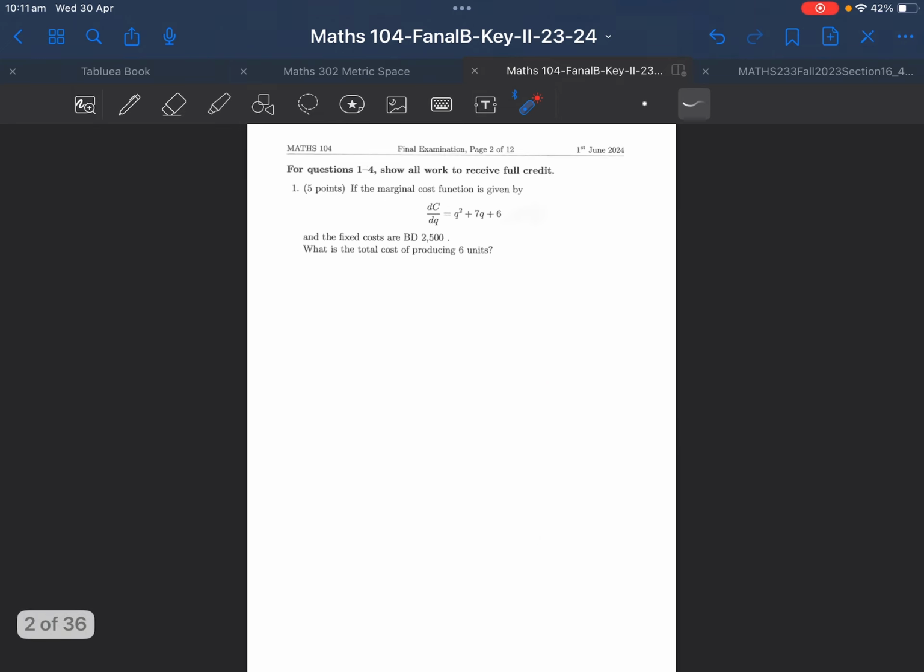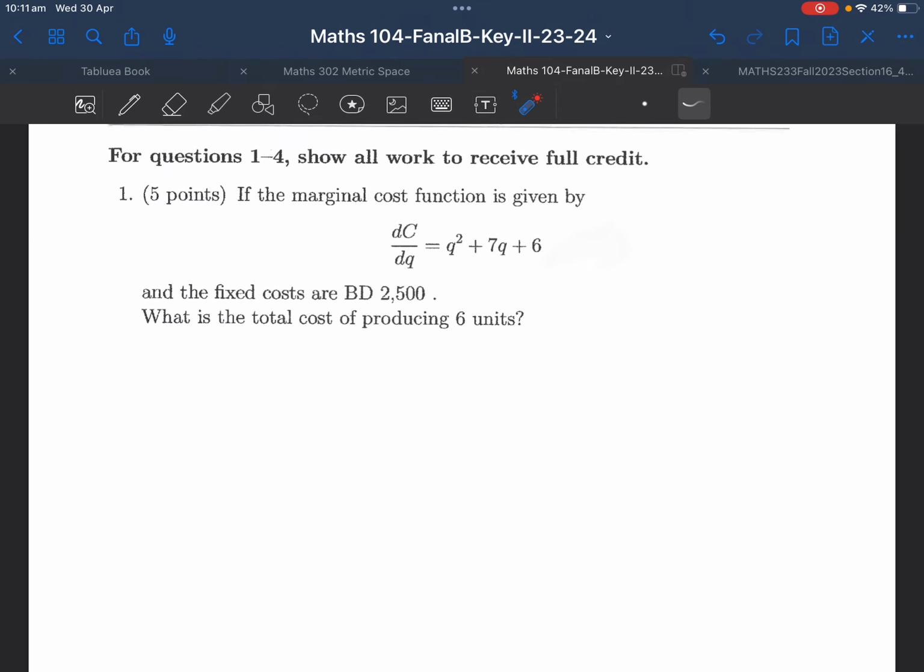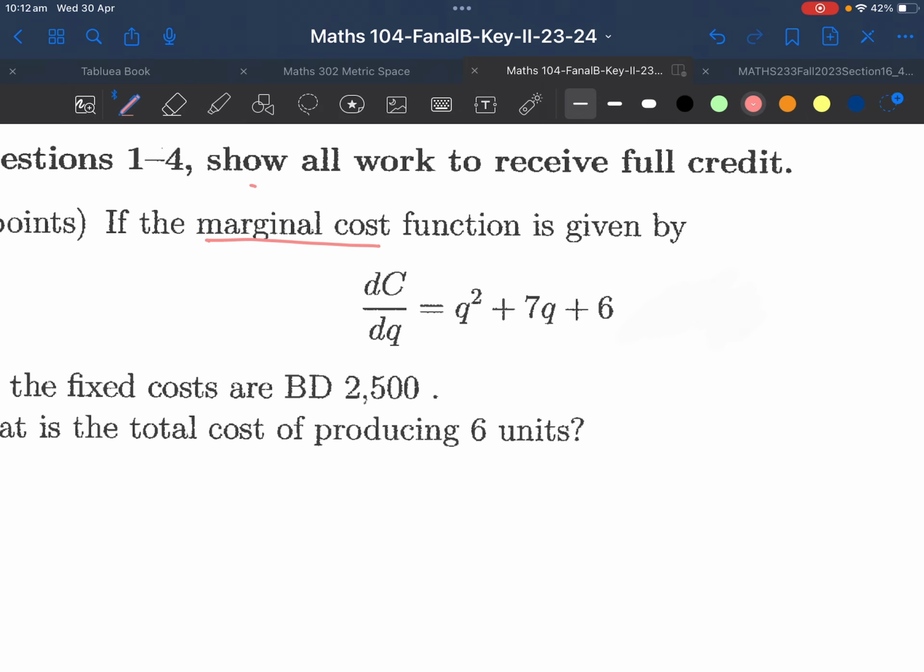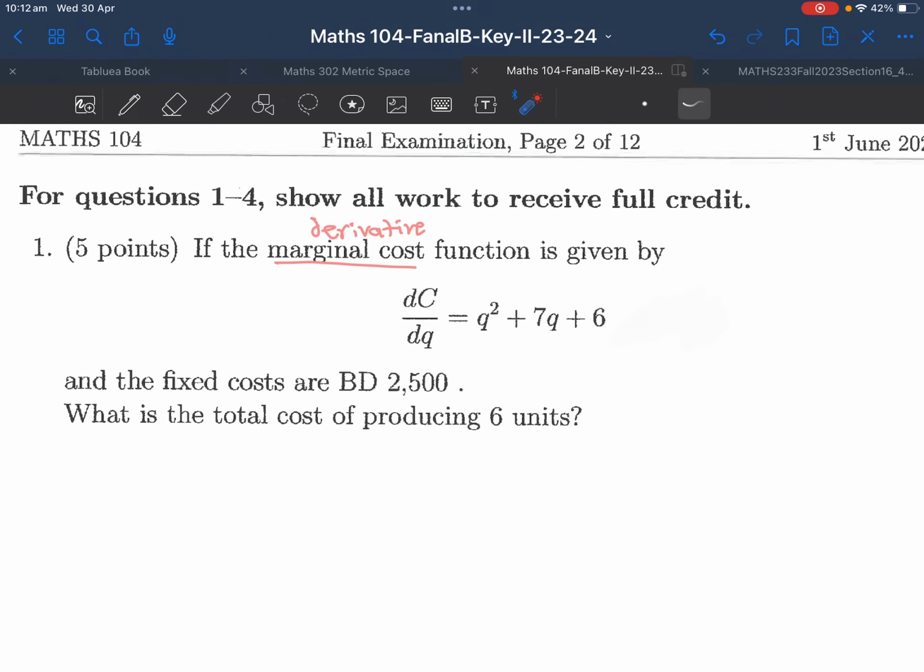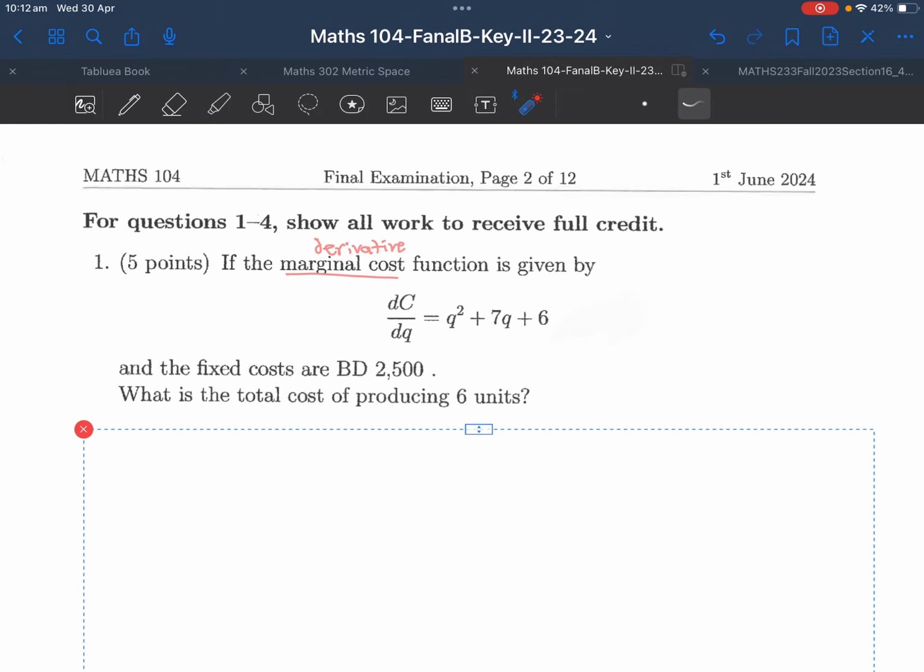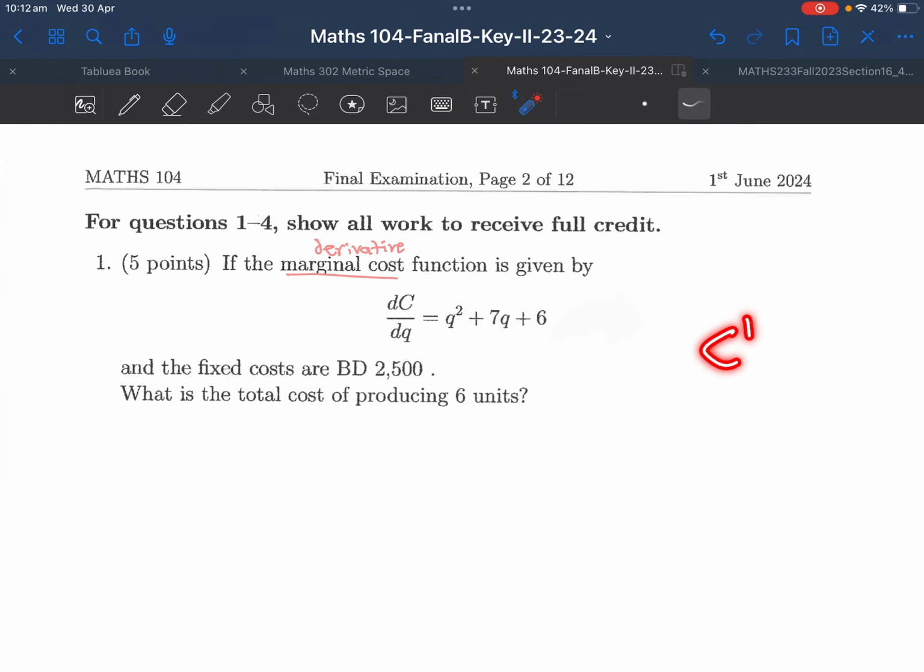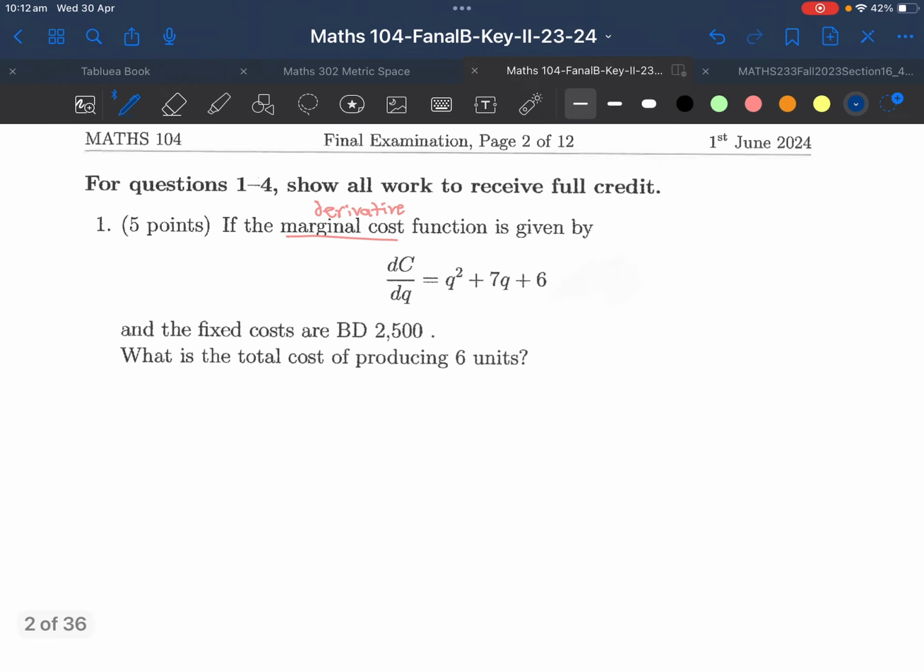So we go to the first question, and in the first question, we are given the marginal cost function. So remember, the marginal cost function is another way of saying we are giving you the derivative of the cost. And we are asking you what was the cost. So I give you C prime, and I'm asking you what was the original function, which is just C. So C prime, and I want C. And how can we accomplish that? We accomplish that using the integral.